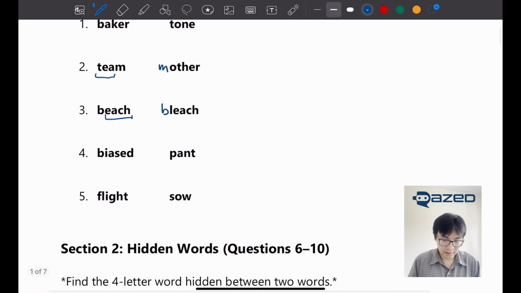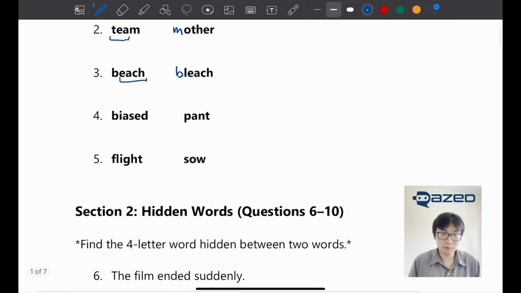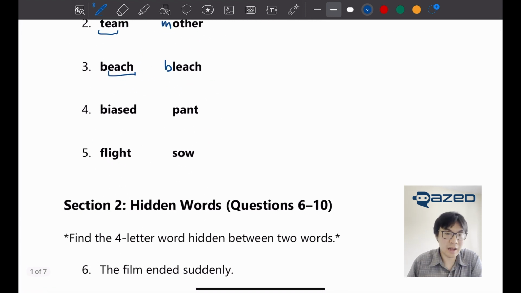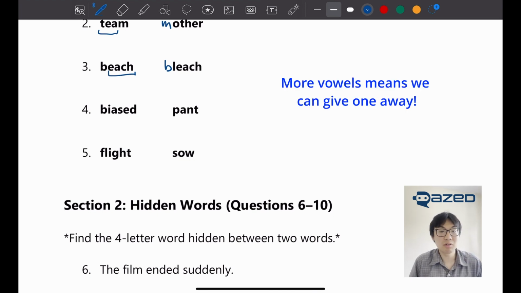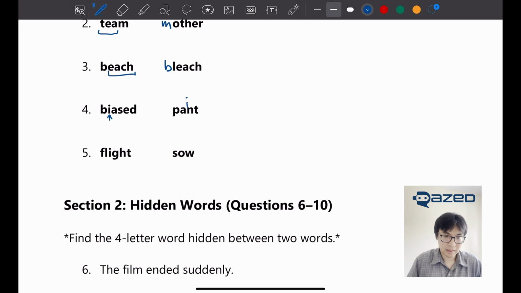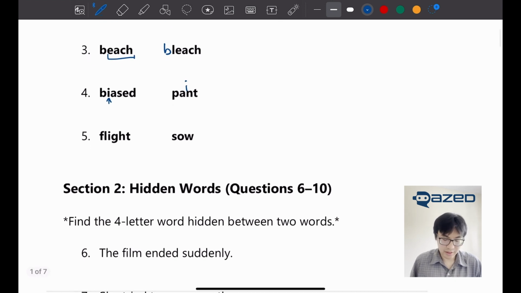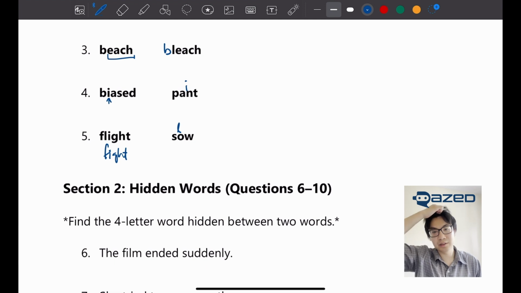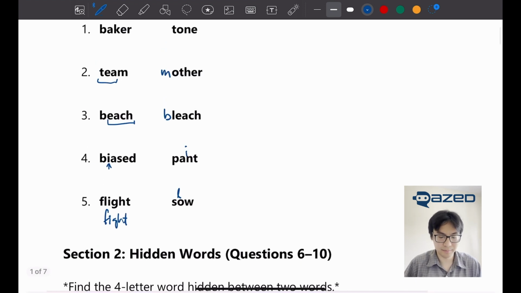Alright, this one is a bit more tricky, but one thing that I've noticed is that the word bias has lots of vowels. So in general, if you have lots of vowels, you can probably give one away. So what I'm looking at is getting this I and putting it into paint. And last question, just to demonstrate the point. This one is easily fight and adding slow here. So I gave you a little technique to help you when you're in a pickle, but these questions are generally fairly easy. If you don't know the word, then you'll use the brute force method.